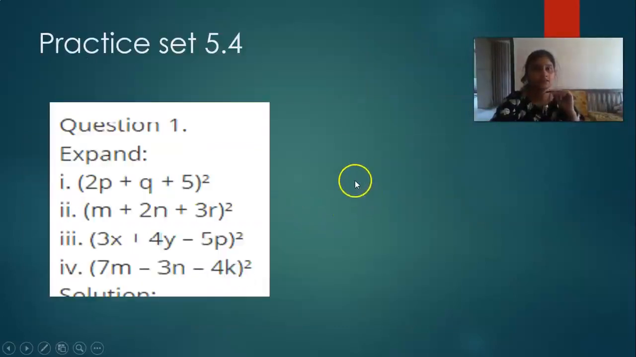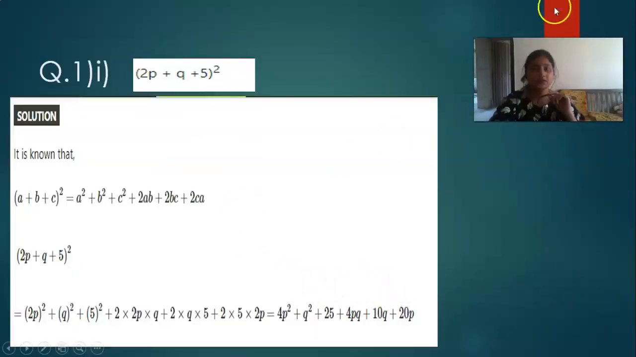Now we'll start with practice set 5.4. See here in practice set 5.4, question number 1, 4 questions are there. I'll do the first one and the remaining you have to do as homework. Very first, (2p + q + 5)^2. So it is known that (a + b + c)^2 is a square plus b square plus c square plus 2 times ab plus 2 times bc plus 2 times ca, which we have already done. Let's continue with the problem.